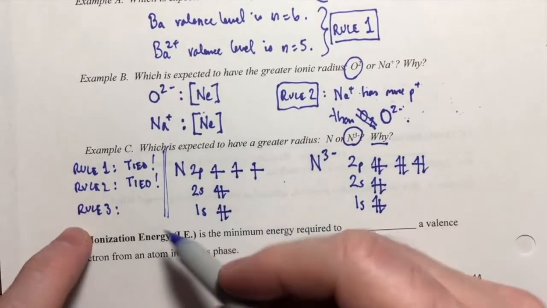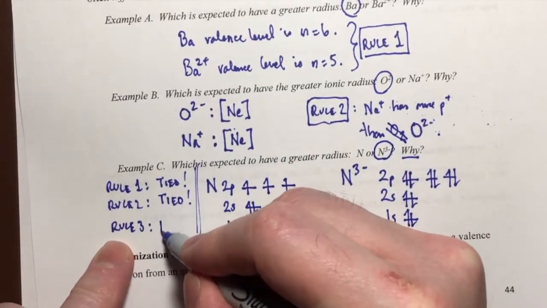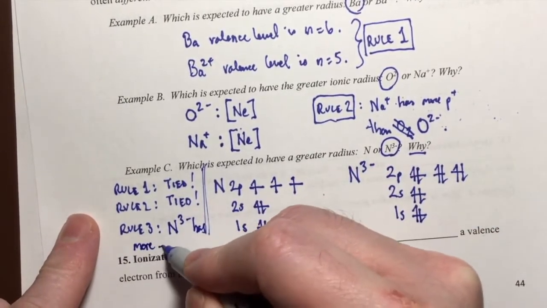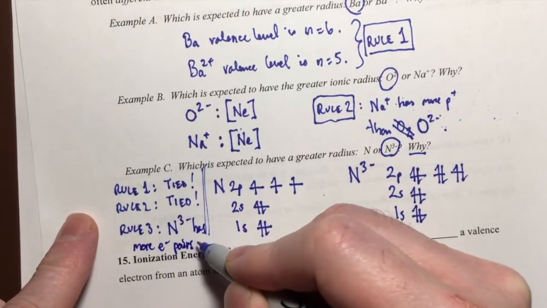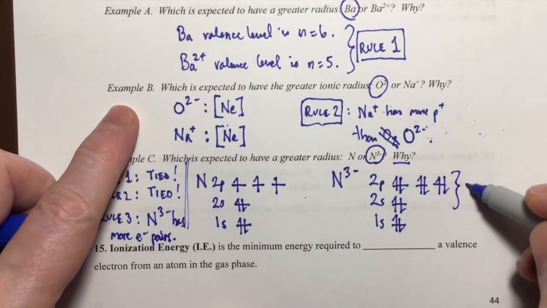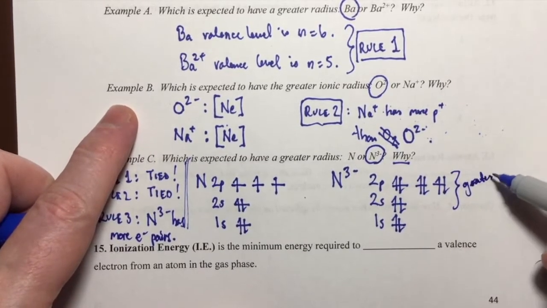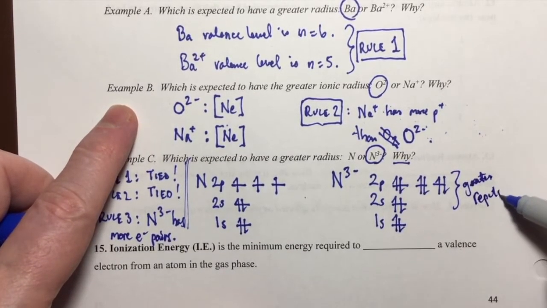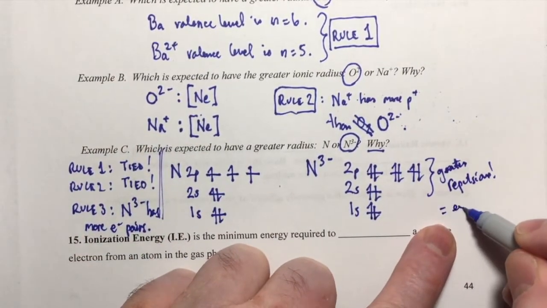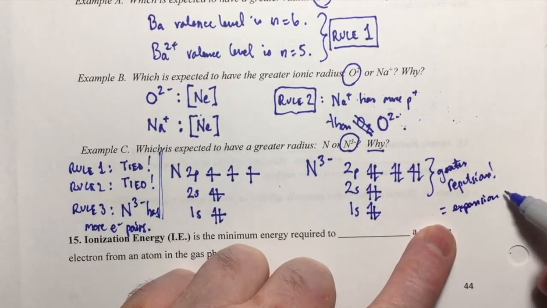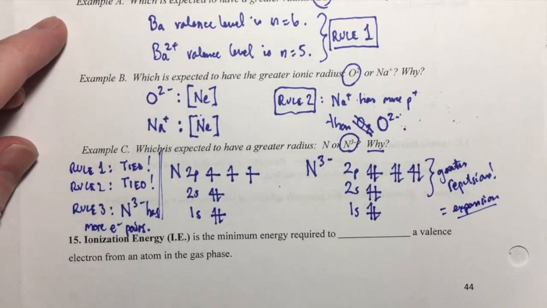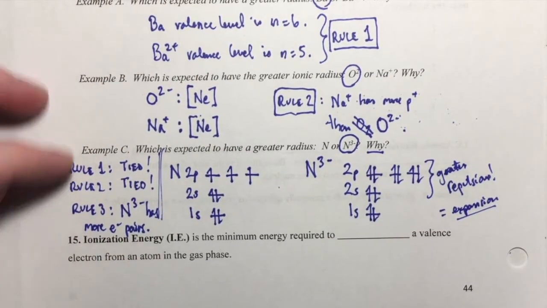Why? Because of Rule 3, nitride has more electron pairs. More electron pairs lead to greater repulsions, and therefore that equals expansion. Okay? That's how we work through and reason through the rules.